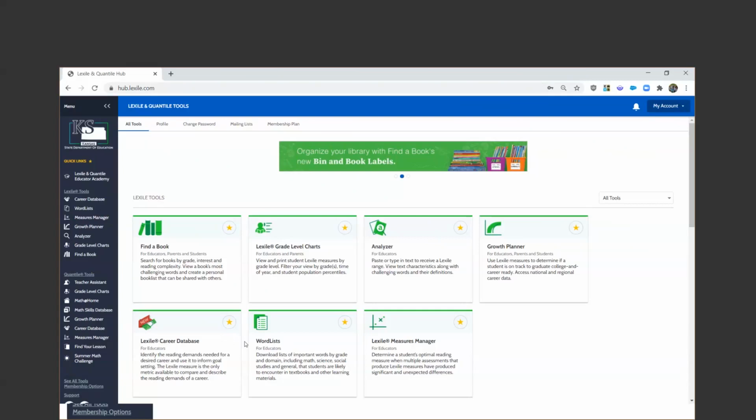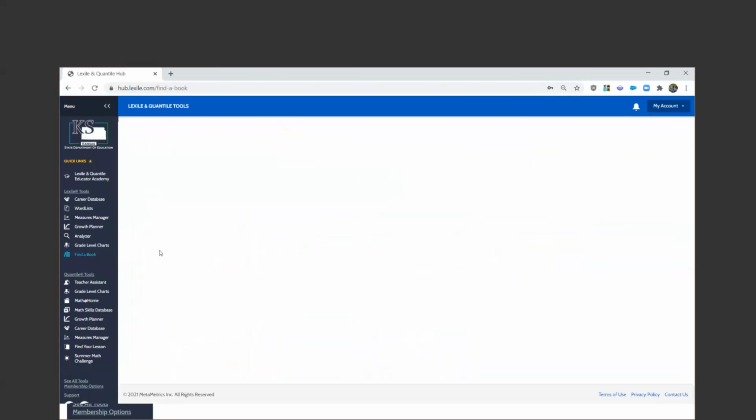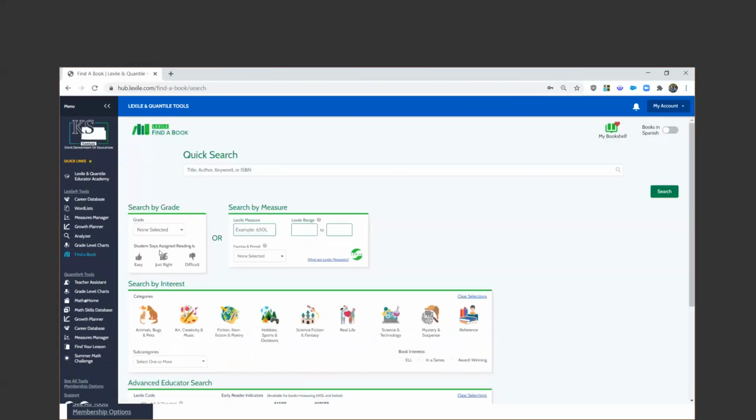I'm going to start with our Find a Book tool, which is by far our most frequently visited tool in the Lexile and Quantile hub. Find a Book is really ultimately designed for students. However, we all know educators, parents, guardians, families, we all use Find a Book to help students identify titles of books they are interested in reading.